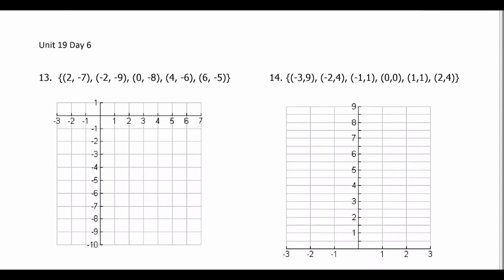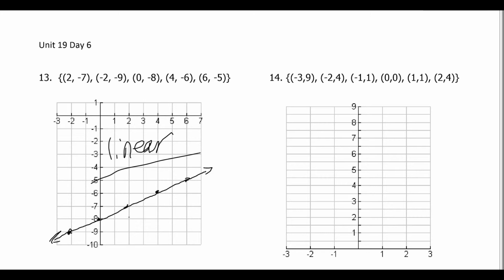Alright, now it's time for some more of the same. So, let's see, we got over 2 down 7. Negative 2 down 9. Over 0 down 8. Over 4 down 6. Over 6 down 5. Alright, so let's see. That line doesn't look half bad. Alright, so this, of course, is linear.